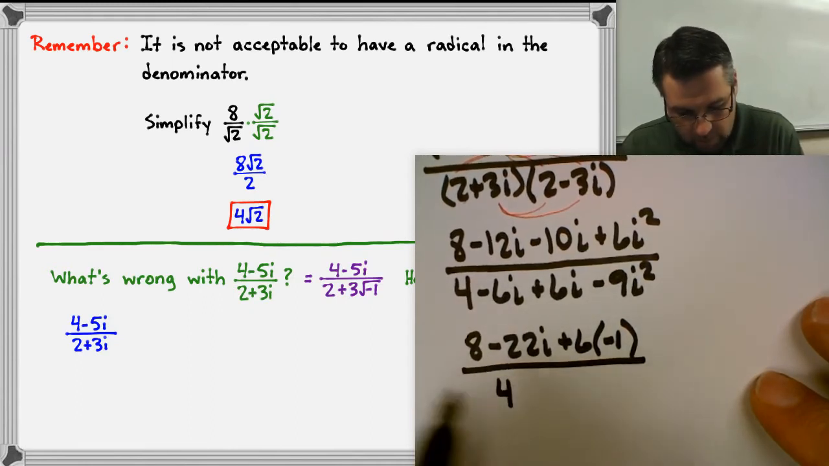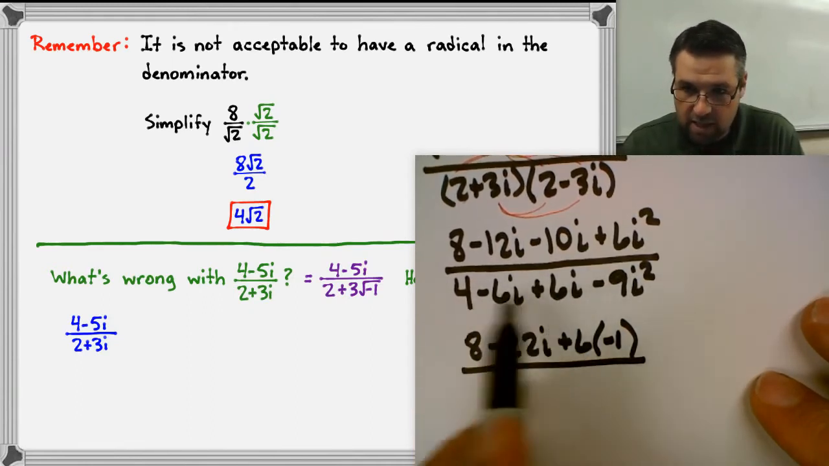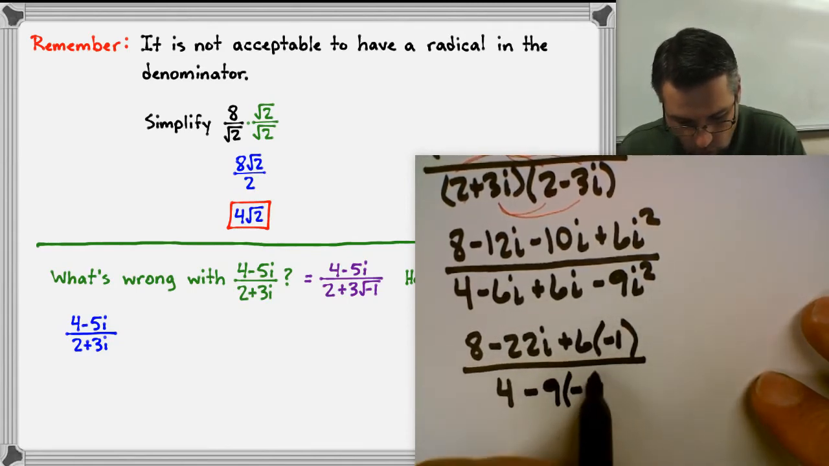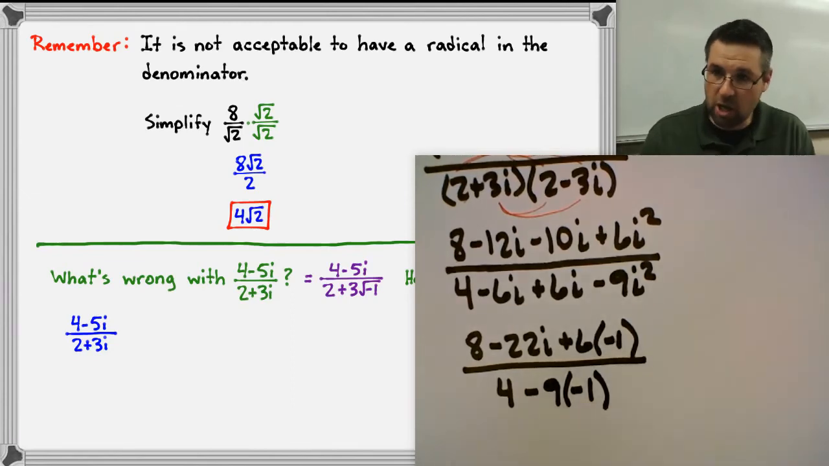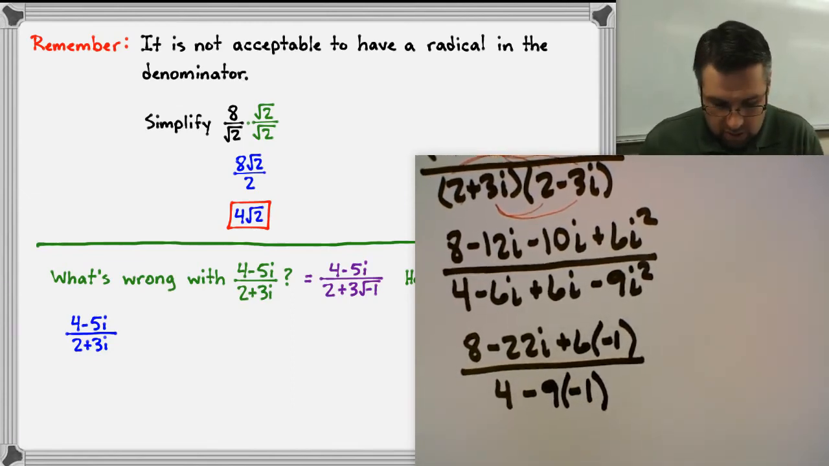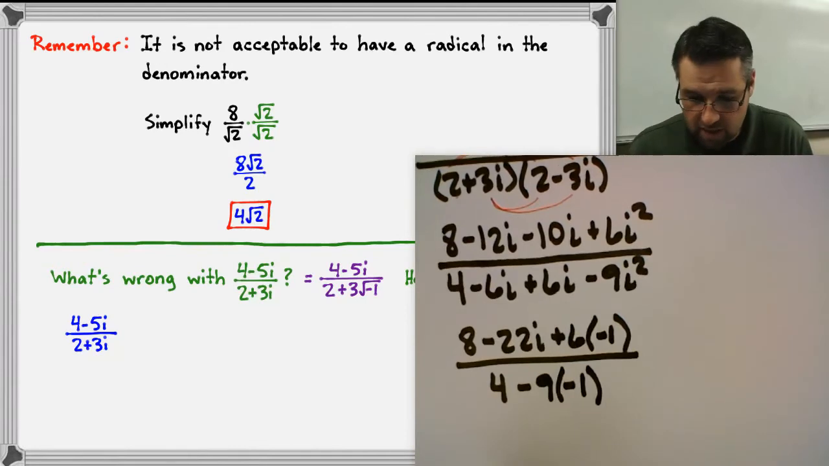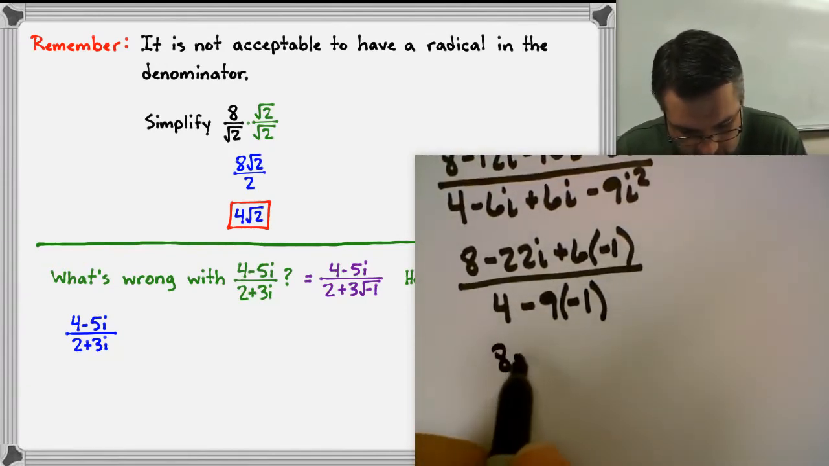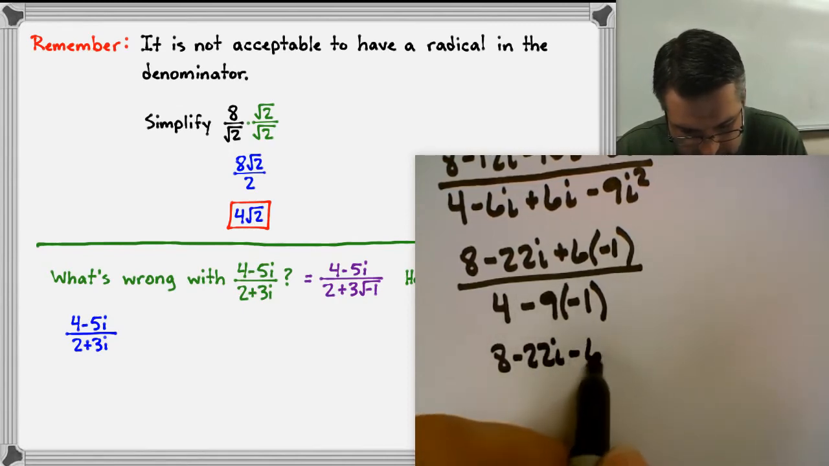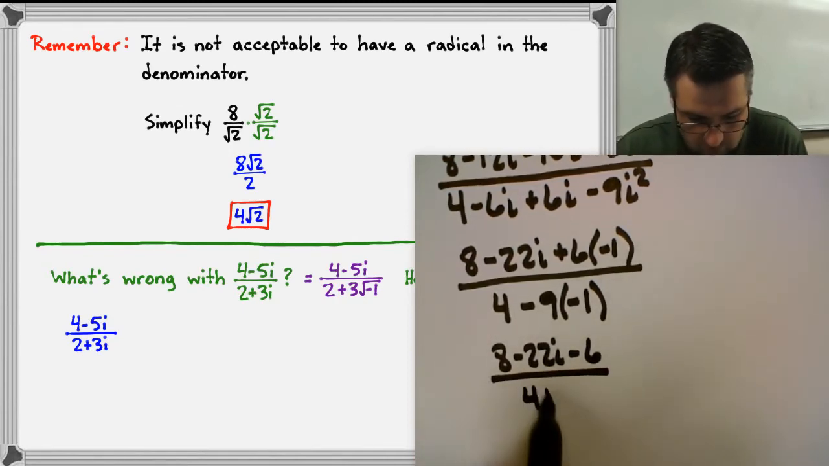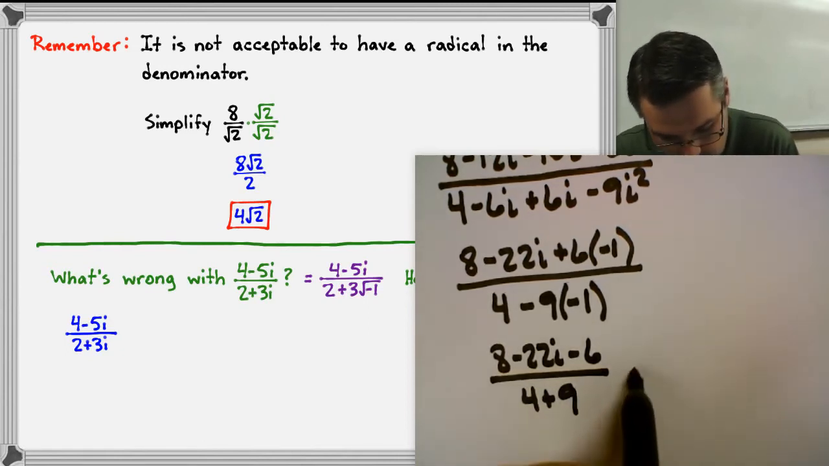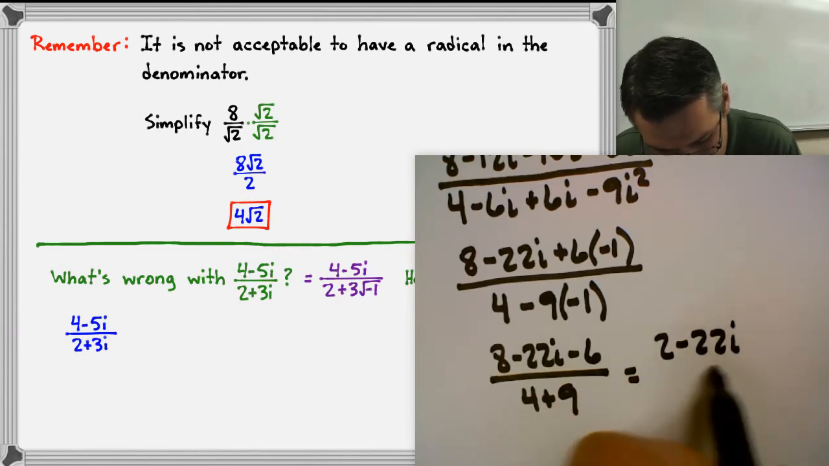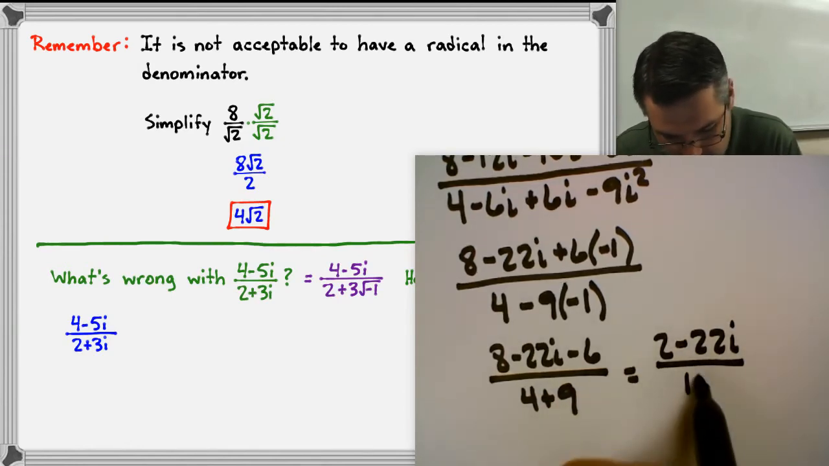We've got 4, and then the negative 6i plus 6i are going to cancel each other out. And then we have minus 9 times negative 1. And so now on the bottom, we only have real numbers. And so that should simplify nicely. Let's go ahead and keep simplifying here. We end up with, on the top, 8 minus 22i minus 6. And on the bottom, we end up with 4 plus 9. And then I'll just write it next to it. 8 minus 6 is going to be 2, and then minus 22i, and then all over 4 plus 9 is 13.